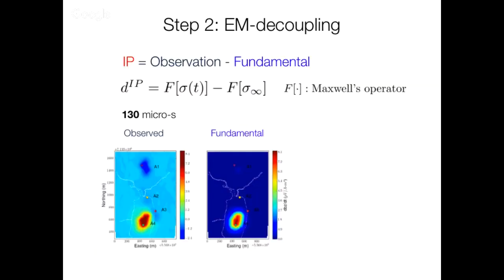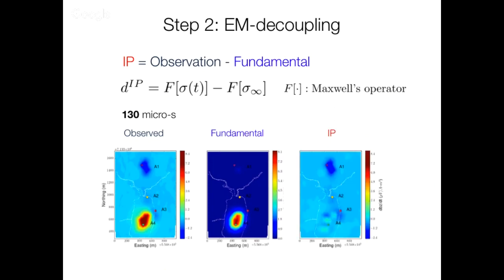Okay, so now we do the EM-decoupling in a two-step method. We take our observations minus the fundamental. In that case here at 130 microseconds, these were the observations, and here's the fundamental. We see it mainly in here. And if we do that subtraction, we get this.